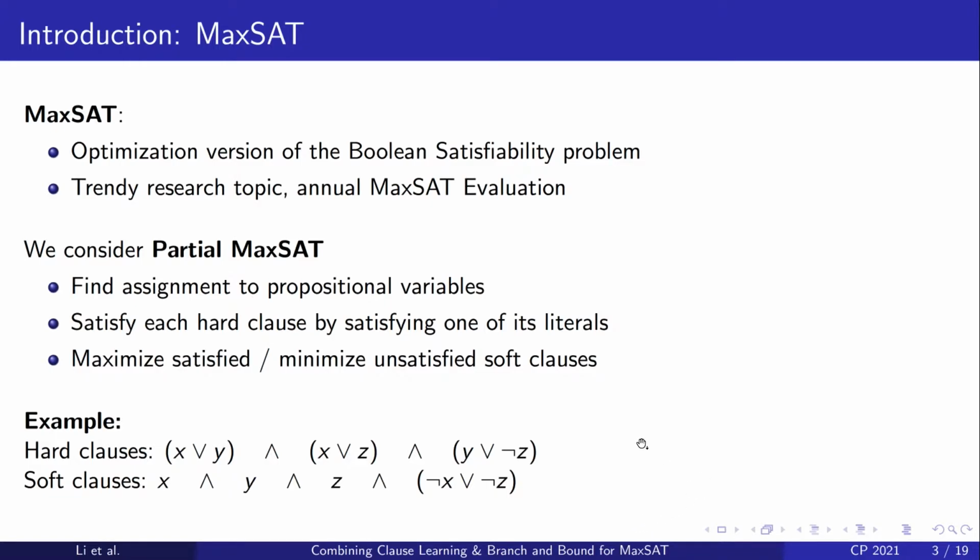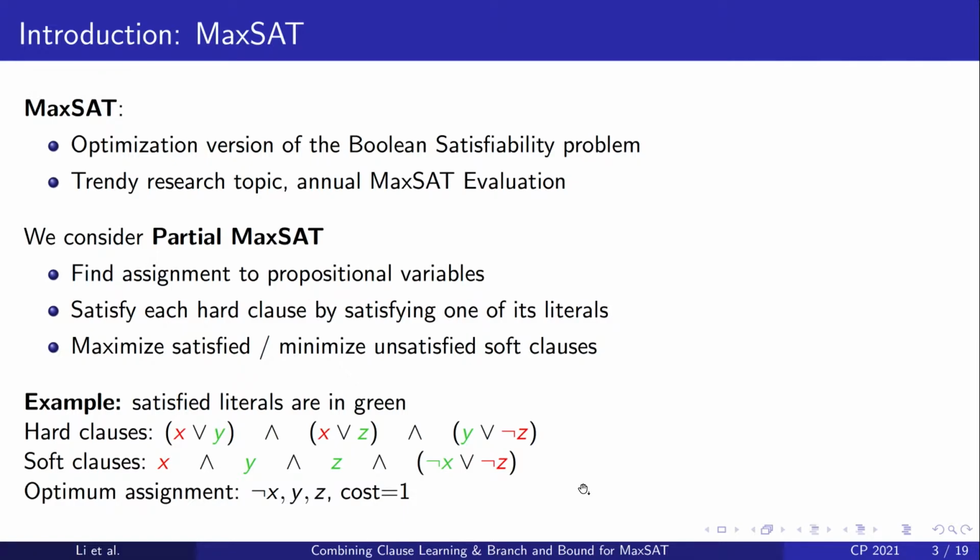Here we have an example of a partial MaxSAT formula. We have 3 hard clauses, so we have a conjunction of 3 clauses, and every clause is a disjunction of 2 literals. And we also have in this case 4 soft clauses.